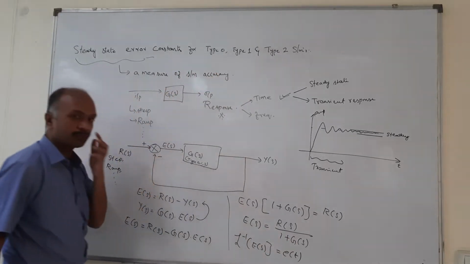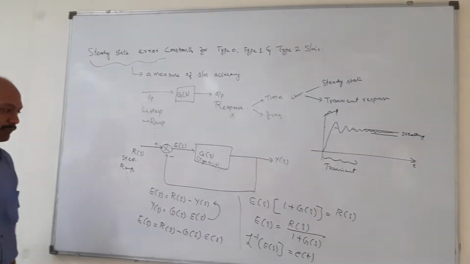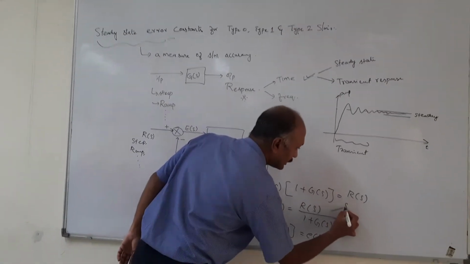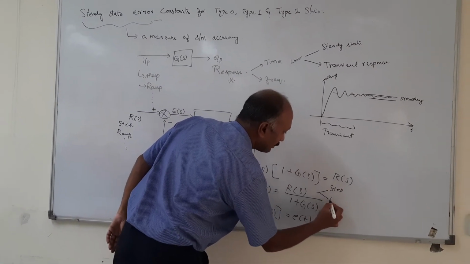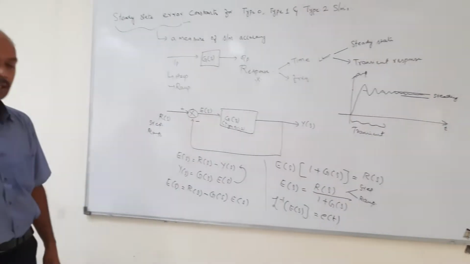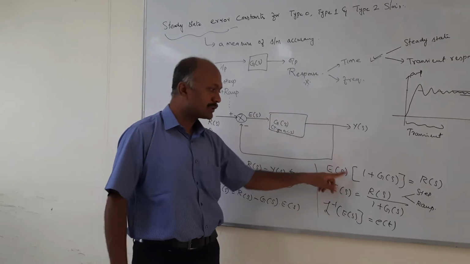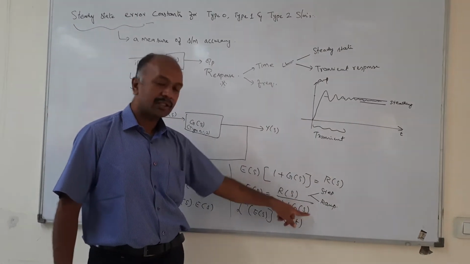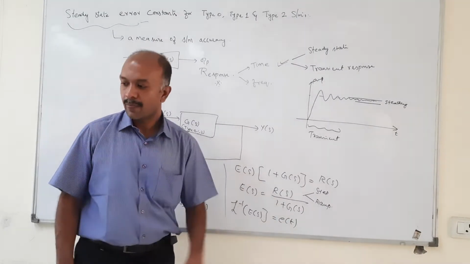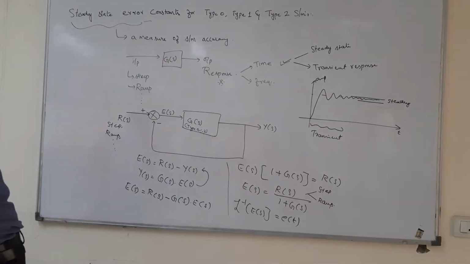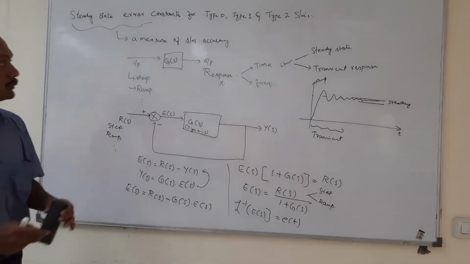for type 0, type 1 and type 2 systems. In the experimental setup we have two different kinds of inputs. We have a step input and we have a ramp input. Now I hope the picture is clear. Our objective is to find out this E(s) for two kinds of inputs and for three different kinds of systems.